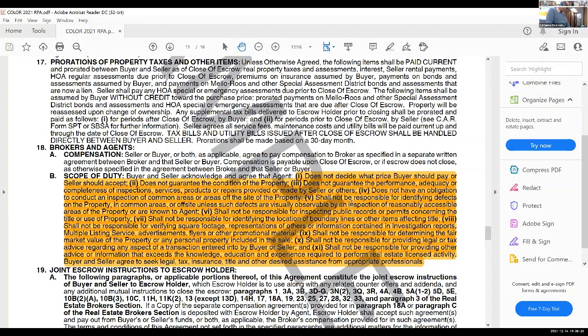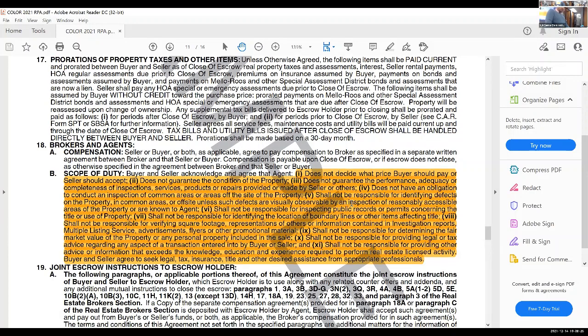The scope of duty. This one is important because it kind of explains what we do and what we don't do. And I think we need to understand that as much as the clients, right? The buyer and seller acknowledge and agree that the agent does not decide what price the buyer should pay or the seller should accept. The buyer decides and the seller decides, right?